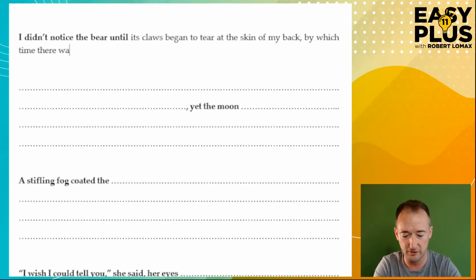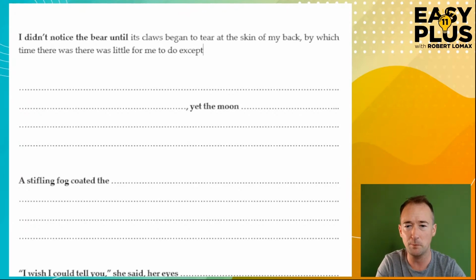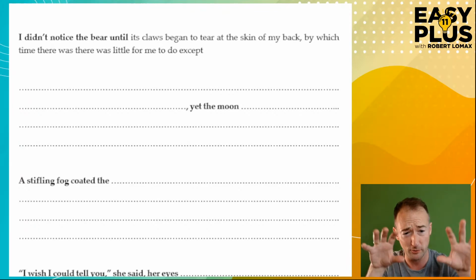there wasn't much to do. There was little to do. There was little for me to do. Emphasizing it's me, you know, the other person it's being done to. There was little for me to do except run away. Too late to run away, it's already tearing your back.